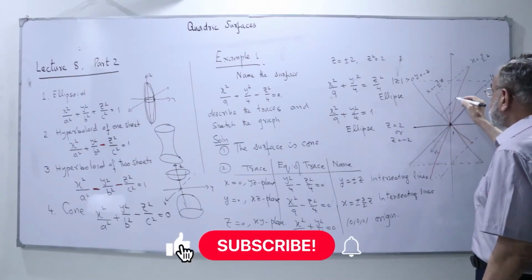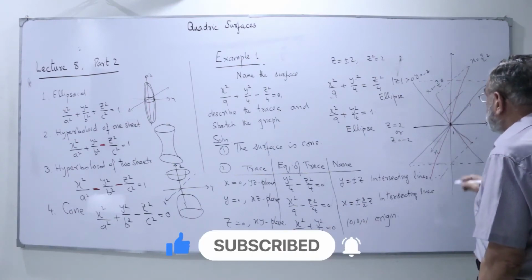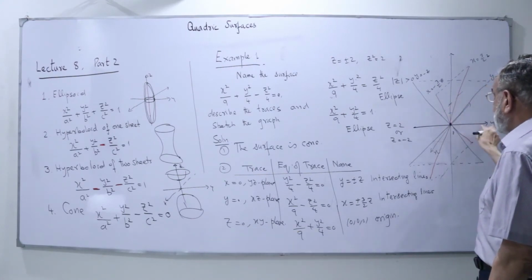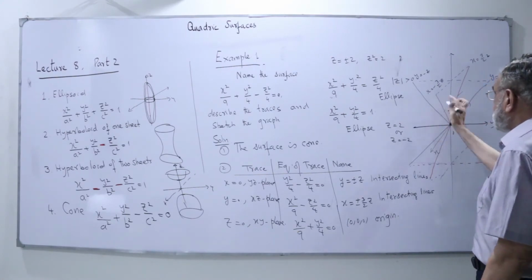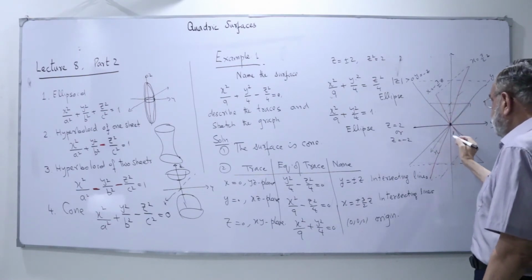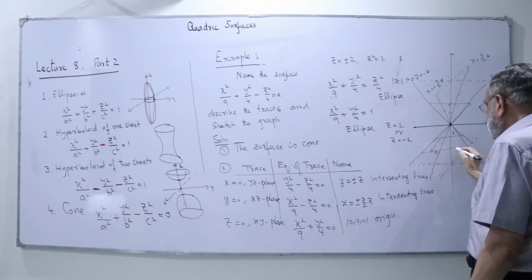This is my x-axis. This is my xy plane, and my y is here, and like this, this will come like this, and this is the graph for z equal to 1, z equal to 2, then the xz plane, coming like this.